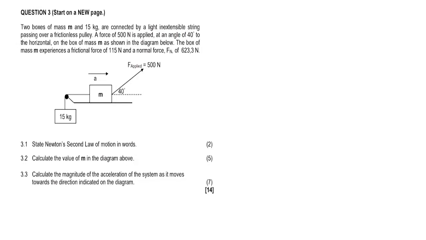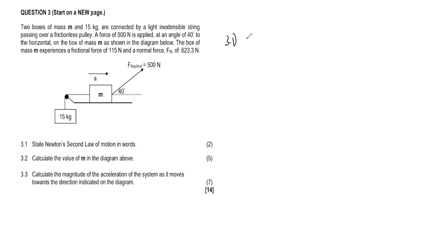Okay, question 3 says two boxes of mass M and 15 kg are connected by a light inextensible string passing over a frictionless pulley. A force of 500 Newton is applied at an angle of 40 degrees to the horizontal on the box of mass M as shown in the diagram below. The box of mass M experiences a frictional force of 150 newtons and a normal force Fn of 623.3 newtons. Now 3.1 is saying state Newton's second law of motion.